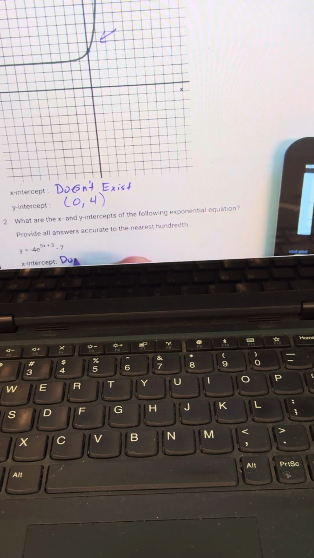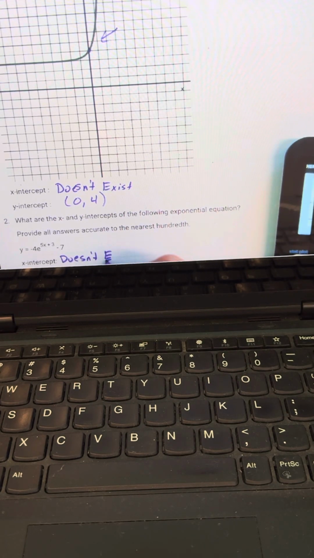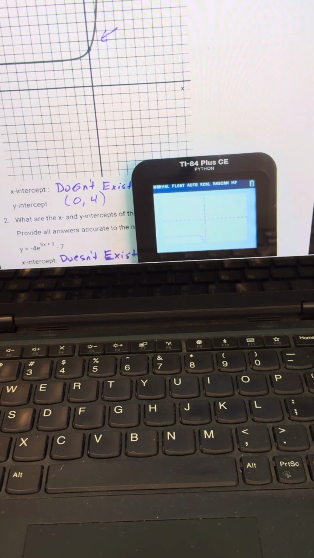Hey, Miss Flora, mine goes up. Is it negative 7 or is it minus 7? It is minus. If you use negative, it's going to multiply, and it's going to make it go up. Oh, I got the negative 4. So the negative makes it go down.